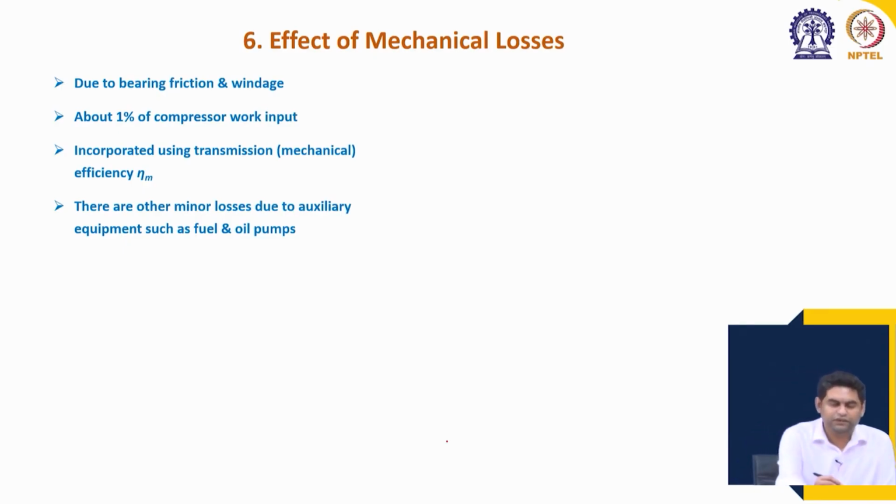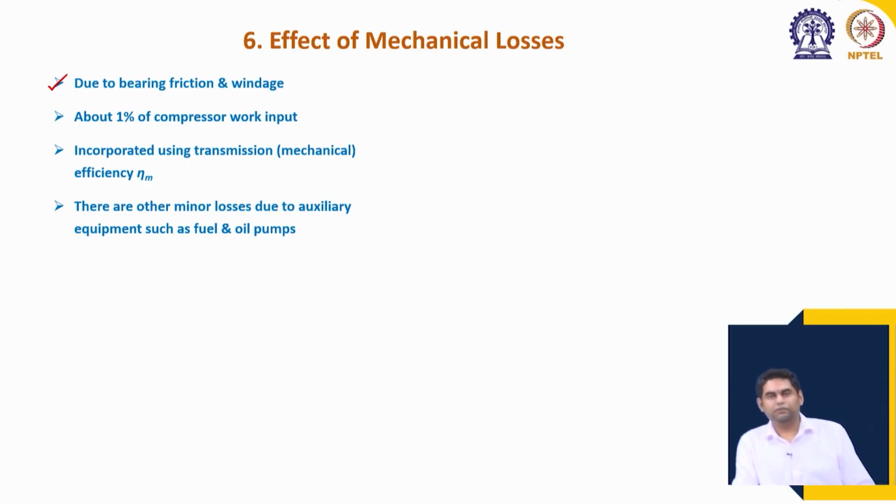Now, why are these mechanical losses present? These are different from the irreversibilities which we had considered already for the turbine and the compressor, and this is also different from the losses due to pressure drop in the regenerator and in the combustion chamber. These are losses which happen while transmitting power. For example, the turbine is transmitting power through the shaft to the compressor. So, there is a slight loss due to bearing friction.